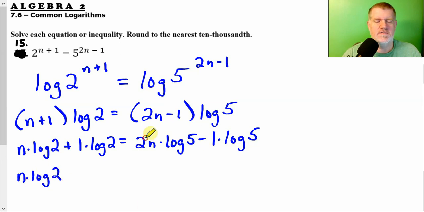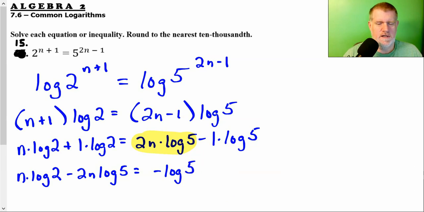So now I want to take this one and bring it over to the other side. So I'm going to subtract 2n log of 5. Alright. Now this negative log of 5 is already here. I need to put this one and move it to the other side. So instead of a plus log of 2, it'll be a minus log of 2. A little crazy, but we're actually almost done.